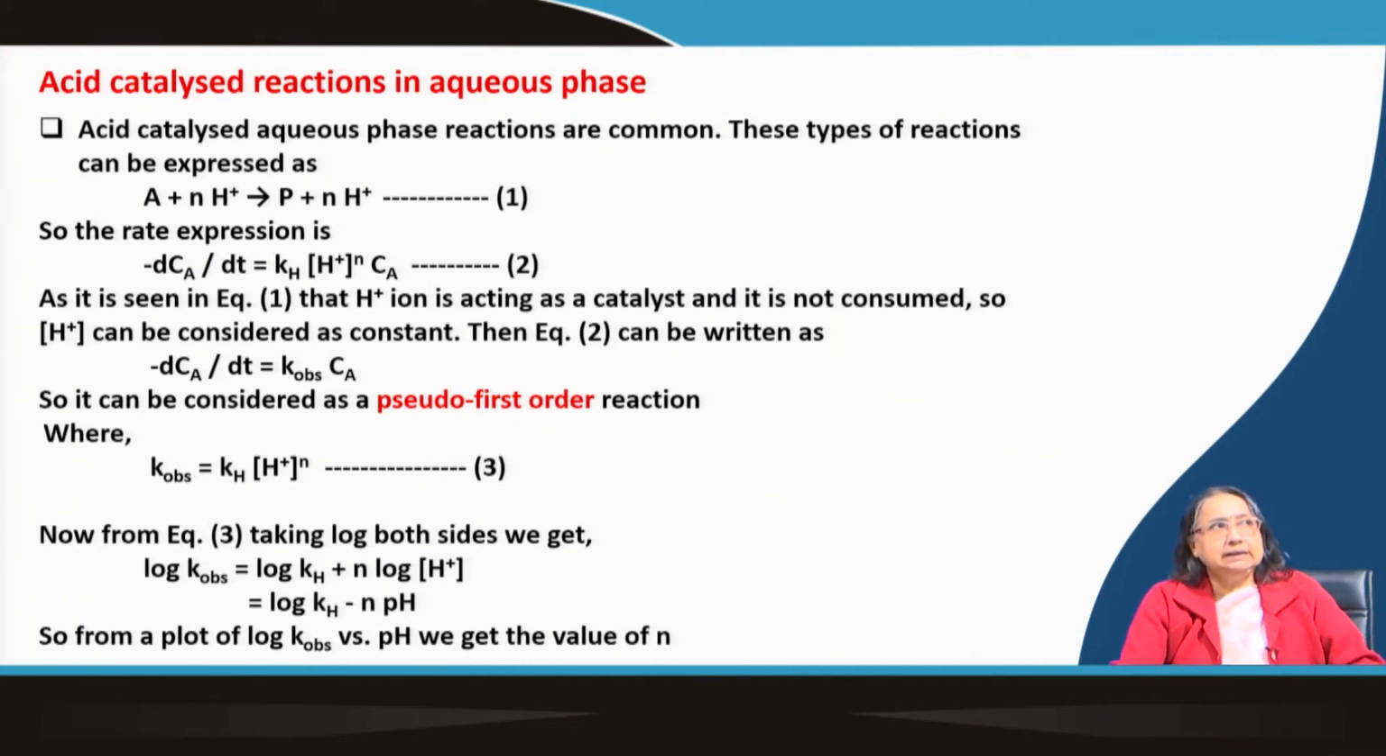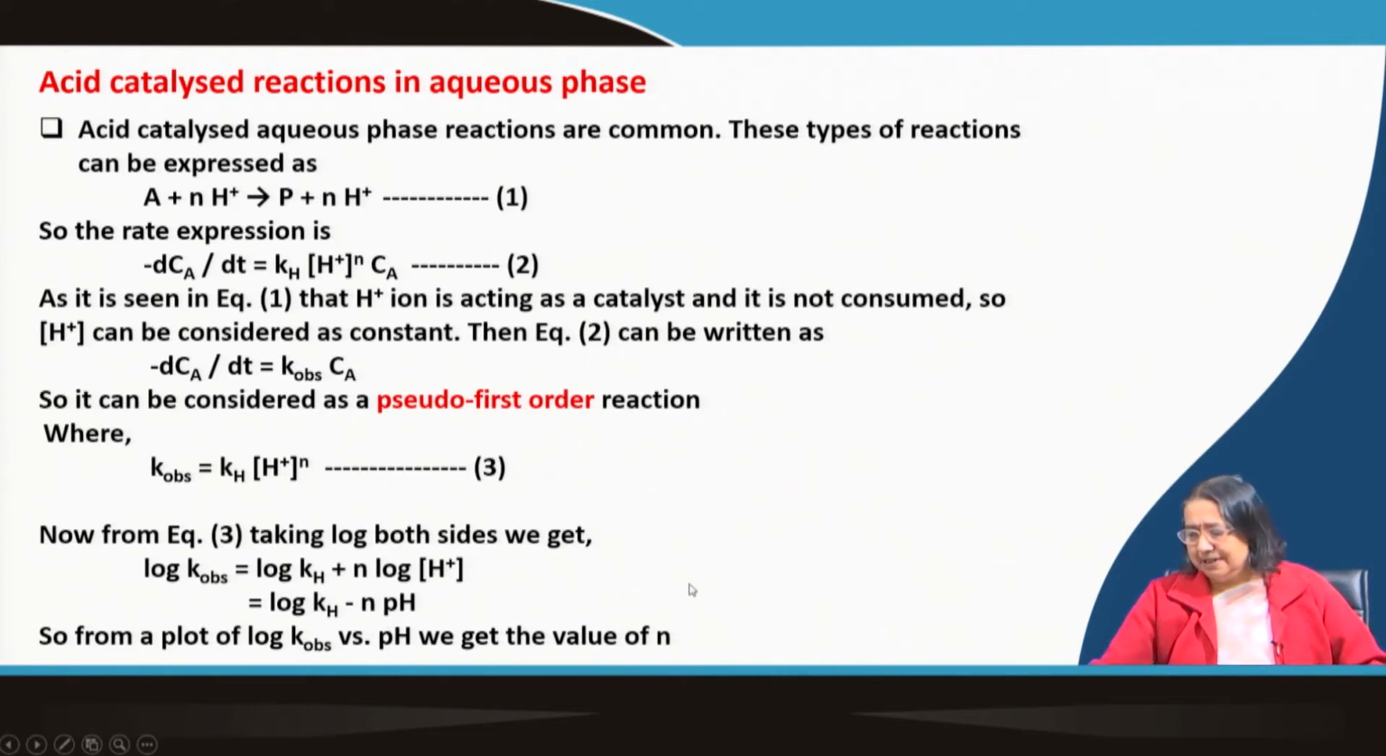The acid catalyzed reaction is pseudo first order here. I already discussed this type of thing when I was discussing the kinetics. So, here you can see that K observed is this one. Taking log, you can get log K observed is log Kh plus n log [H+]. If you vary the pH and measure K observed, then you can plot log K observed versus pH, and we can get the value of n from the slope.